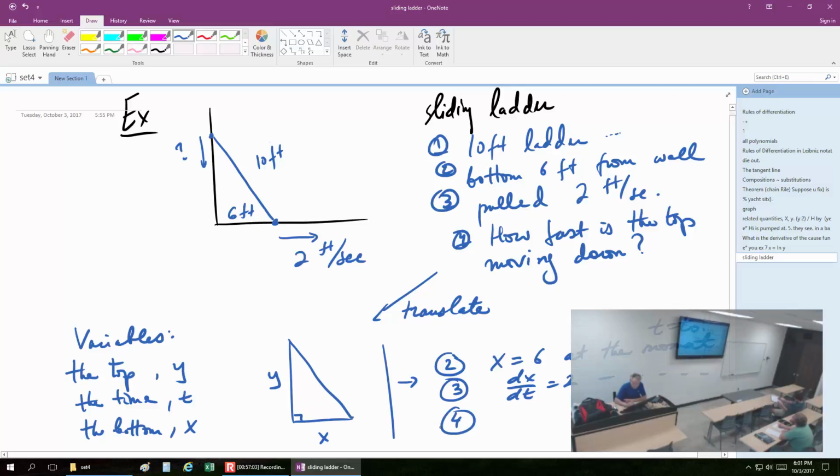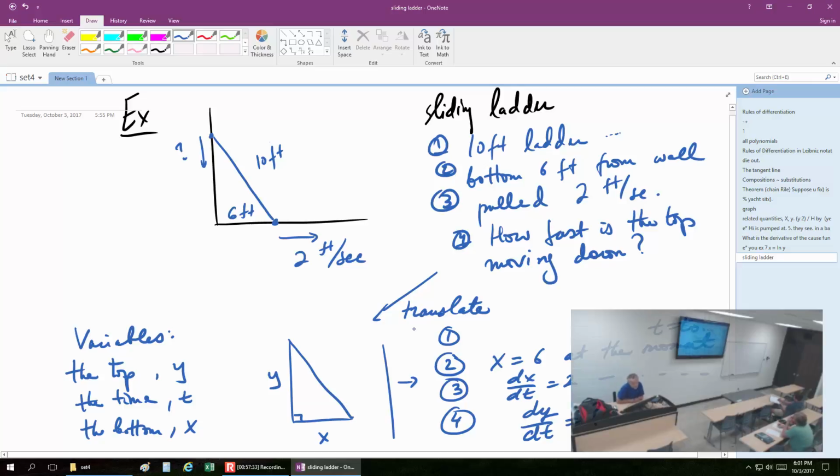Number 4 is the question: how fast is the top moving? So what are we talking about? The velocity of y. What is it? Is it dy over dt? Yes, dy/dt, the derivative of y. It is to be found.